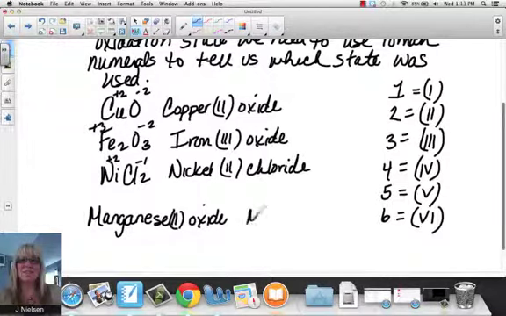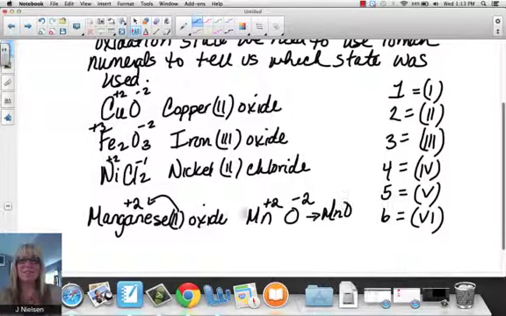So we're going to write Mn. This Roman numeral means that we are using the +2 oxidation state for manganese. And oxygen is O, and it's got a -2 charge. So this is +2, -2, it's 1 to 1. So my formula is simply MnO.